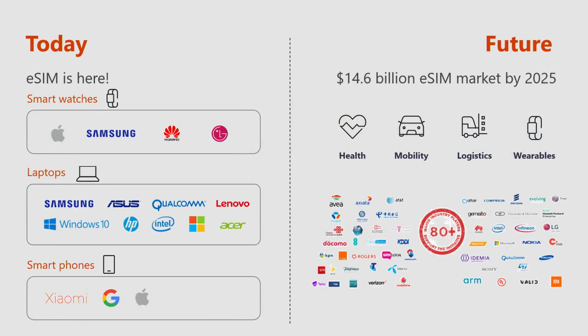So where eSIM is today, you've heard about it from some of the smartwatches. Samsung was one of the first ones that had it, I think, maybe 2 years ago, more or less. They had it in their smartwatches. Apple has it. The laptops that we have right now, I'll talk more about that, but I'll focus on Surface and what Surface has. And then smartphones as well. We've heard Apple's announcement 2 weeks ago, they will have that.